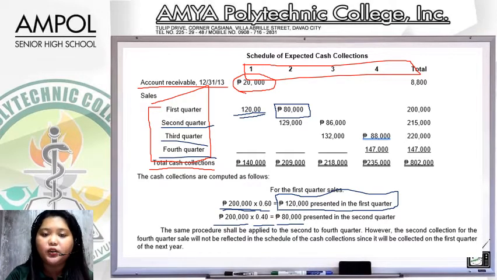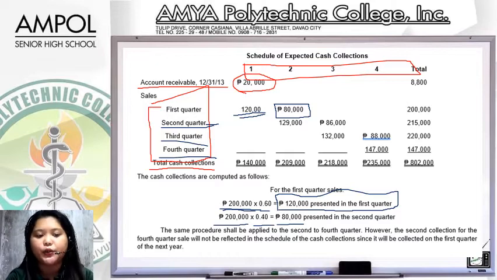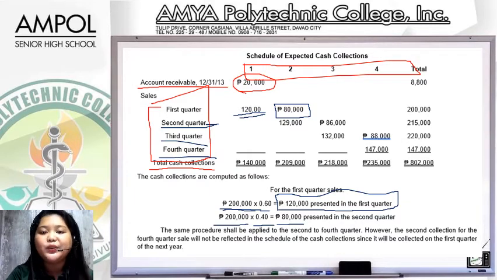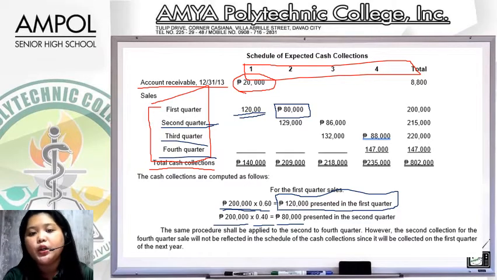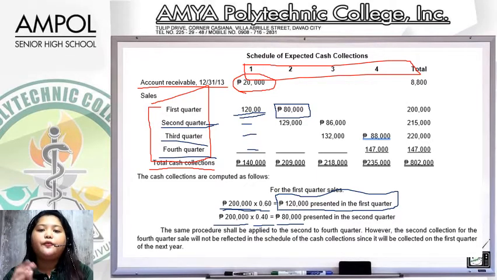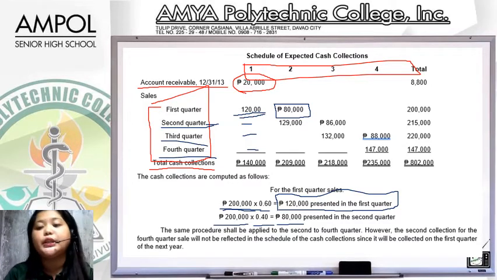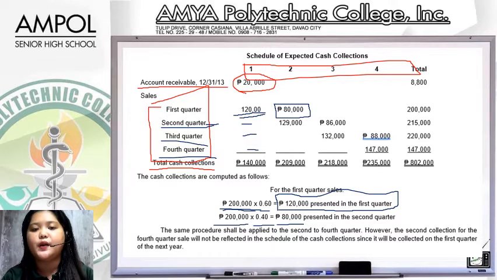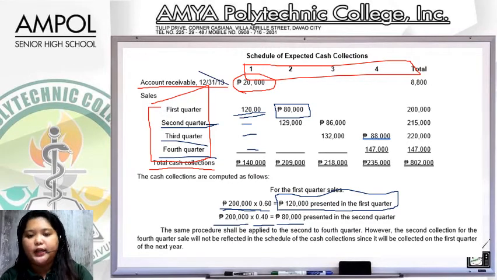However, sa second collection, dito, second collection until kay fourth quarter nga collection is hindi siya mag-reflect dito in the schedule of the cash collections since it will be collected on the first quarter of the next year. So meaning, yung kay second quarter, kay third quarter and fourth quarter, ang first payment nila is makikita na naman natin by next year, 2014. Kasi ito siya is for 2013 only. Okay. Next.